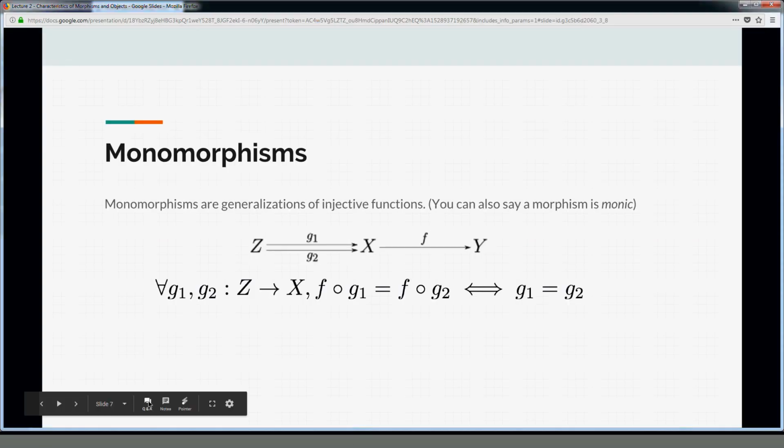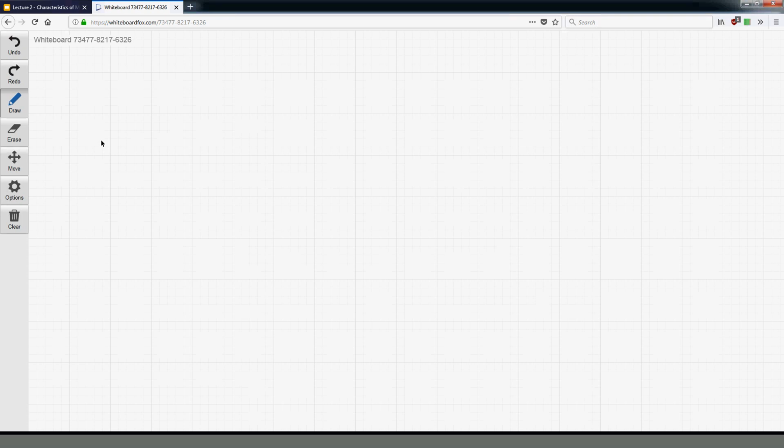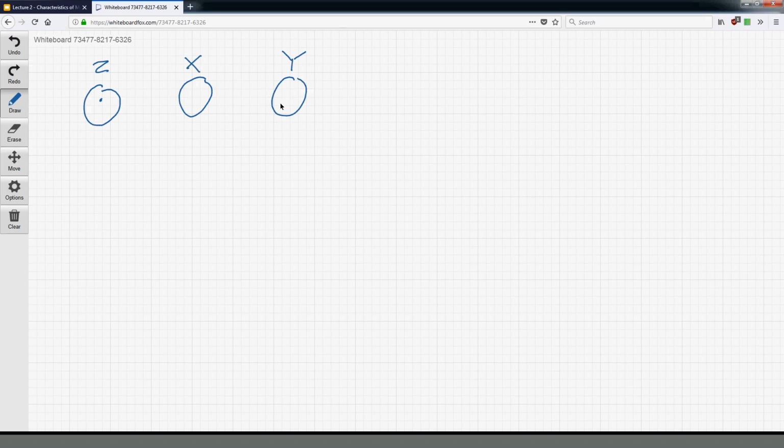Now, in order to understand how this is a generalization of injectivity, I'm going to draw out our sets here. Here's our Z, and we have some element in there. Here's our X and our Y. So we're going to think about what happens when a morphism fails to be injective. If we have two elements that are duplicating, both of these elements map to this one element in Y. So it's not an injective function.